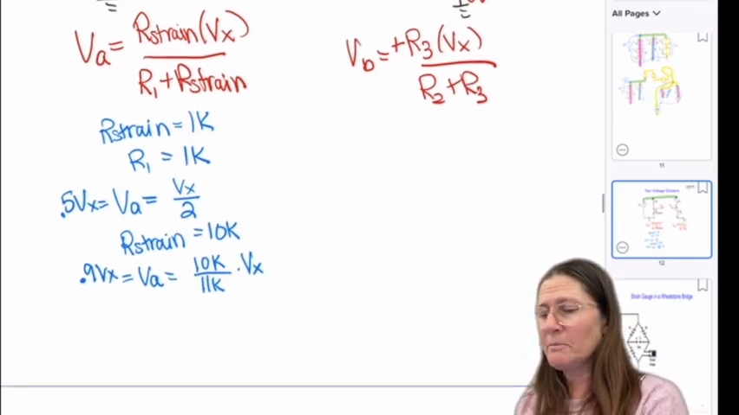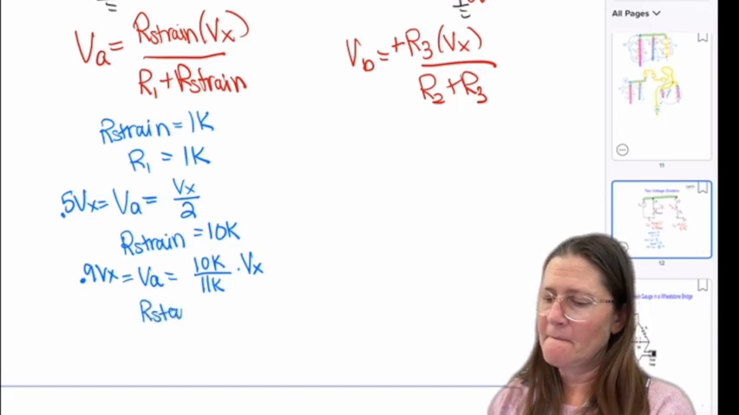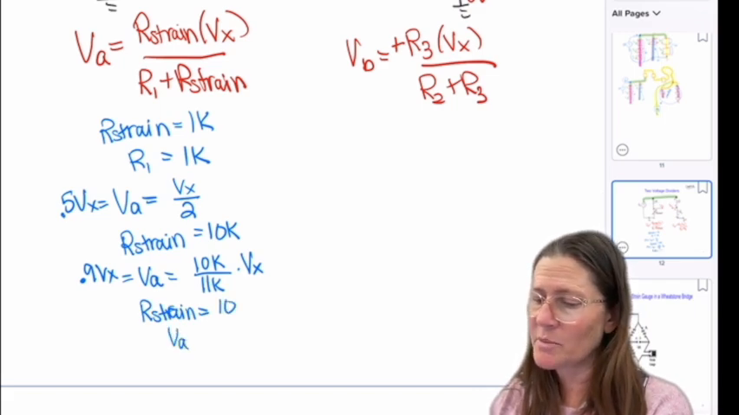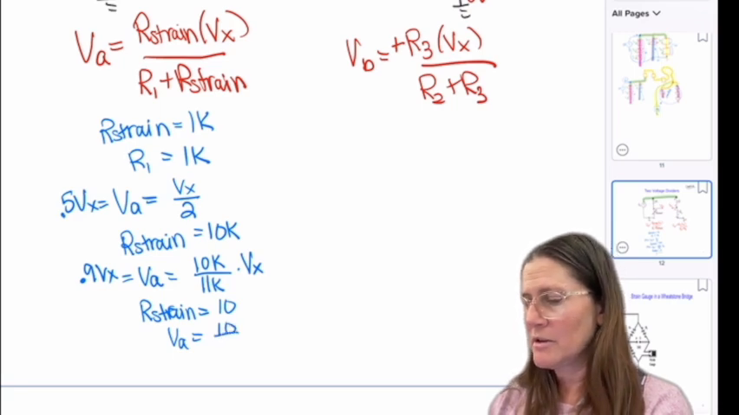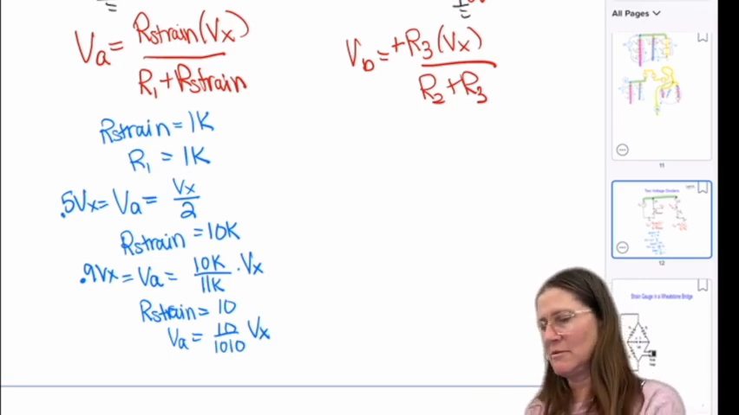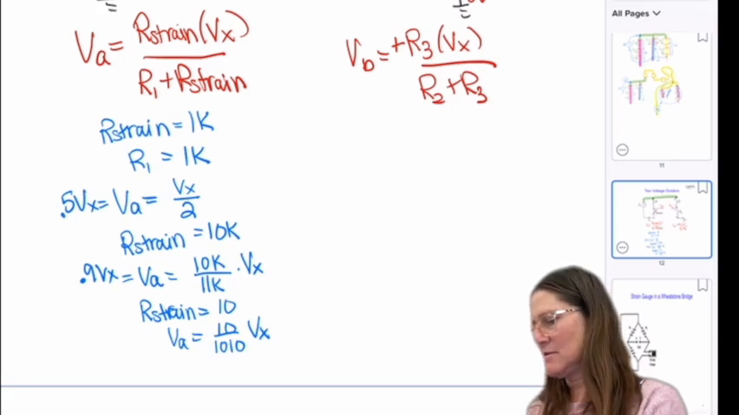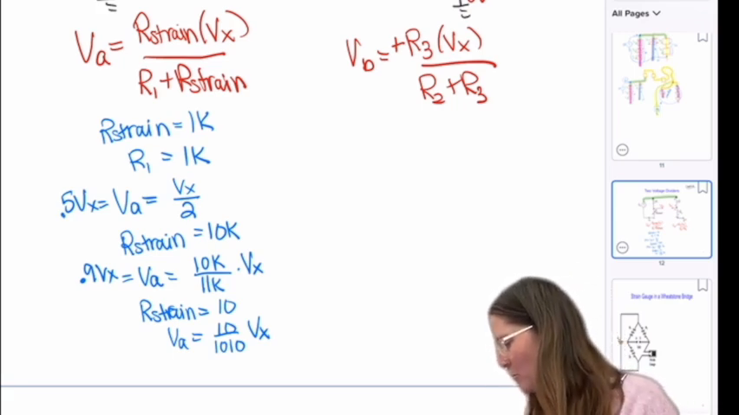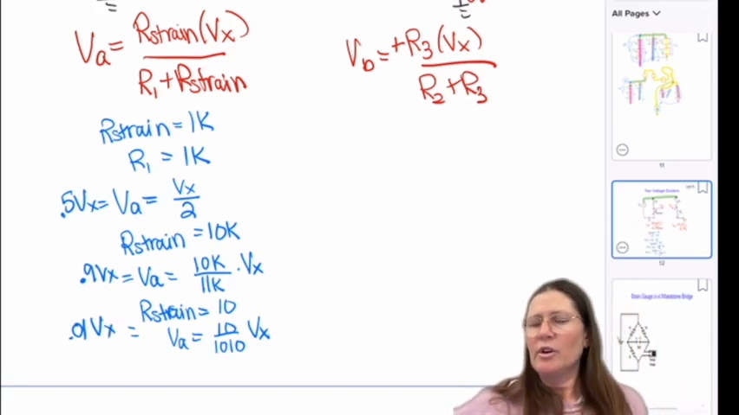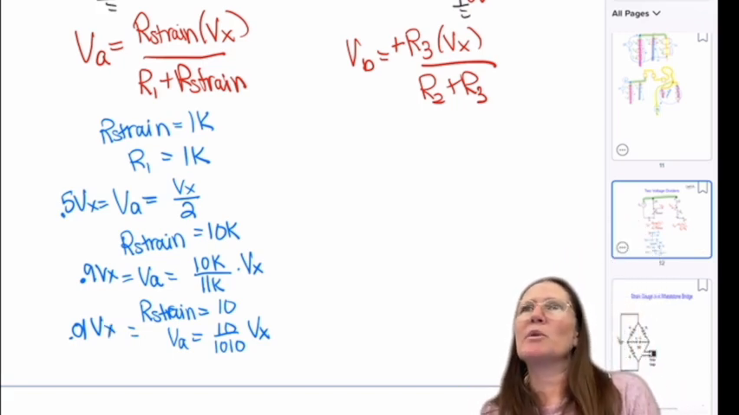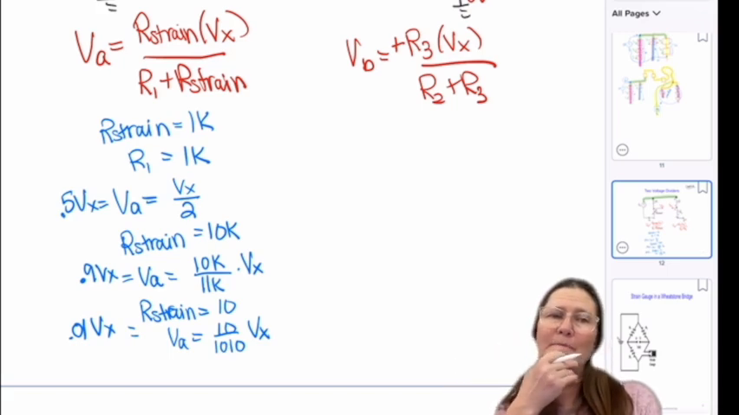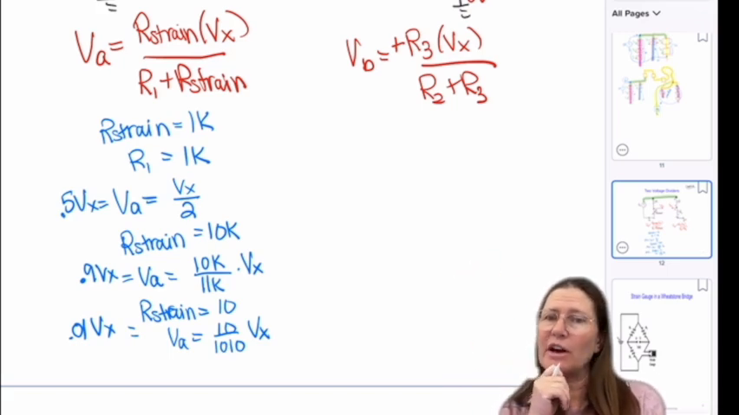If it goes down, say it goes to 10 ohms, then VA will be 10 over 1010 of Vx, which is very small, 0.01. So it's going to make that number really small. So you can see as it changes, it's going to either increase or decrease the voltage value.